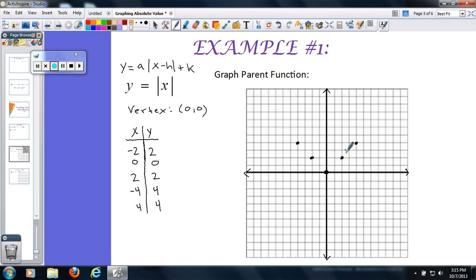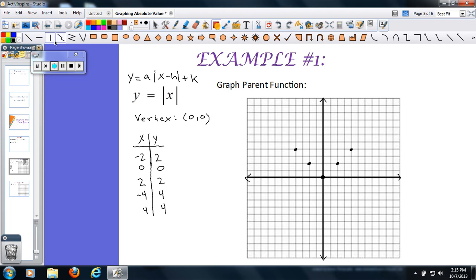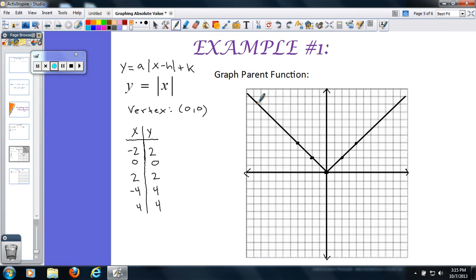And you should be able to actually see what this graph is going to look like. It's going to be a V. So instead of it being a U shape like a parabola, this is going to be a V-shaped graph. Okay, and now we've got 4, 4. We have 2, 2. This is 0, 0. This is negative 2, 2. And this is negative 4, 4.